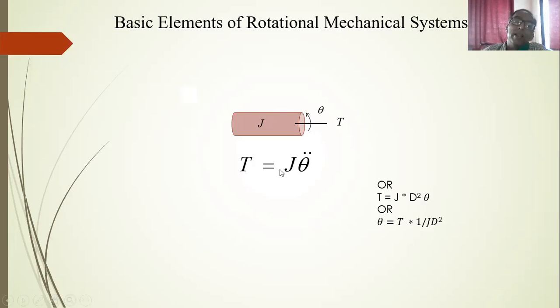So that torque is equal to J into d2 theta by dt squared, J into alpha, J into acceleration. Like it was mass into acceleration in the translational mechanical case, here it will be mass moment of inertia into angular acceleration alpha. That angular acceleration alpha is d2 theta by dt squared, or theta double dot. So T is equal to J into D square of theta, where the second derivative is represented by operator D square. If I solve it for theta, theta will be equal to T into 1 upon JD square.